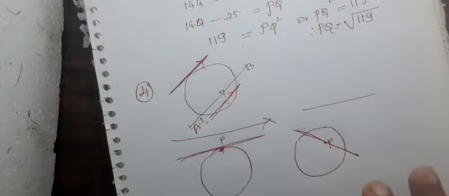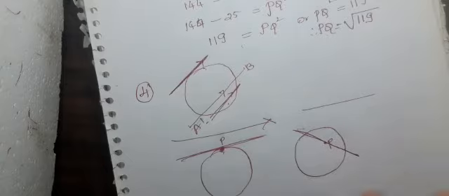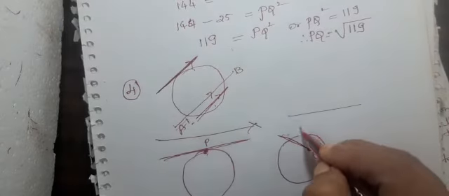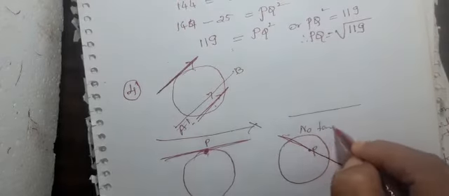Because for a tangent, you need a point which should touch the circle. The tangent touches the circle at only one point. This one is just a point inside the circle, and you can never draw a tangent from a point which is inside the circle. You can never. No tangents. So zero. No tangents can be drawn when the point P is inside. So you should know that.